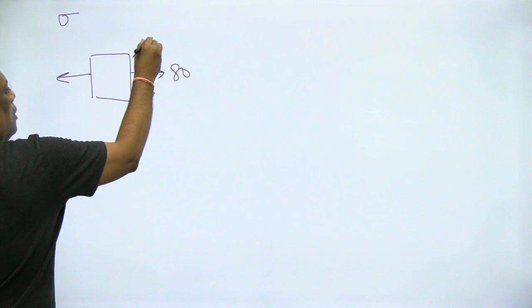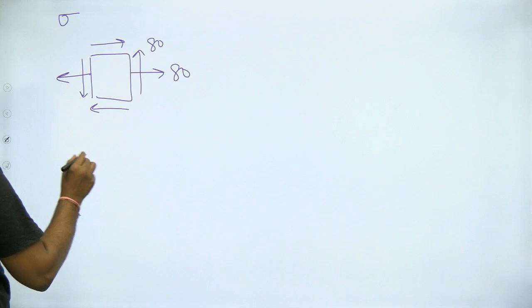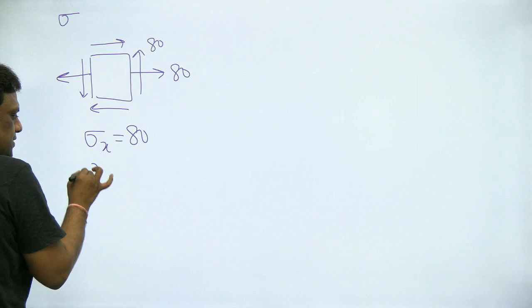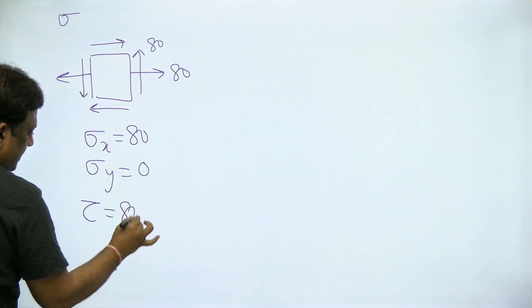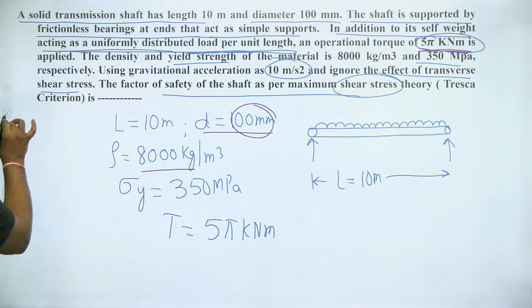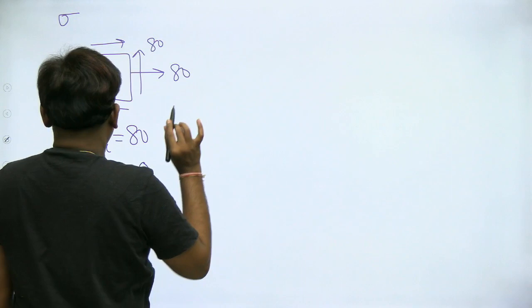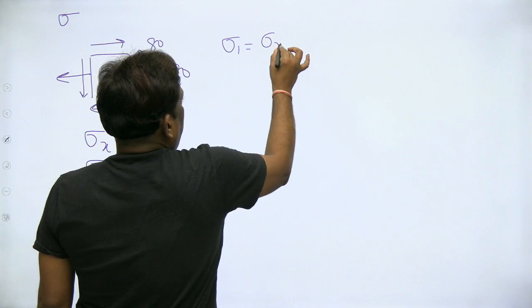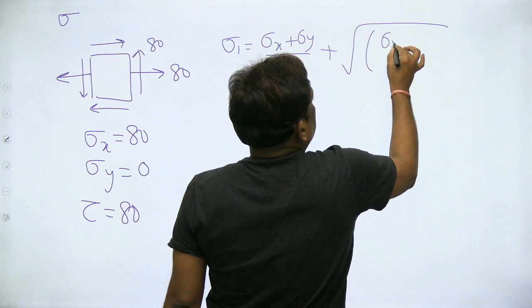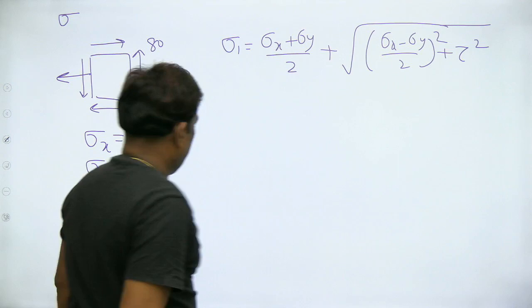So therefore, sigma x is equal to 80, the bending stress. Sigma y, there is no sigma y, 0. And tau is given as 80. He is asking us to calculate according to Tresca theory. Okay, let's calculate the maximum shear stress. Sigma 1 is equal to (sigma x plus sigma y) by 2 plus under root of ((sigma x minus sigma y) by 2) whole square plus tau square.